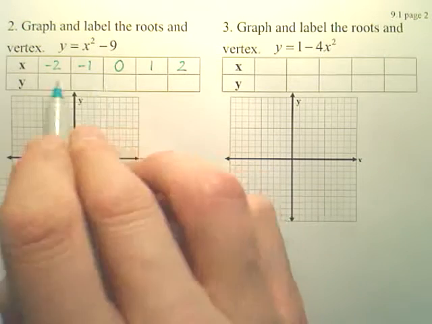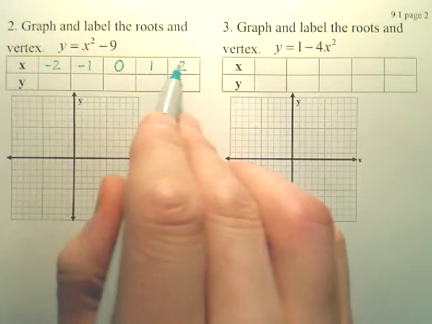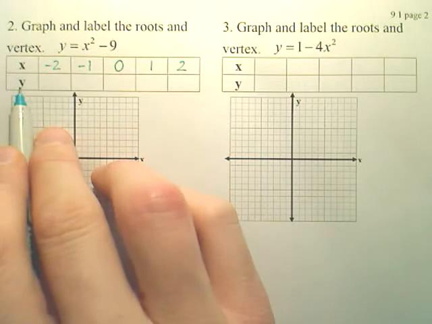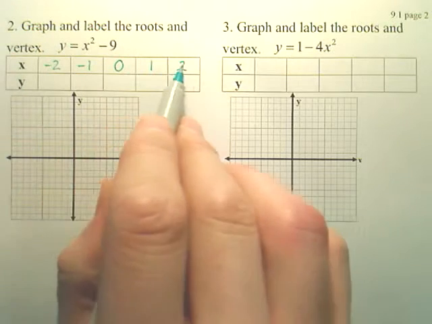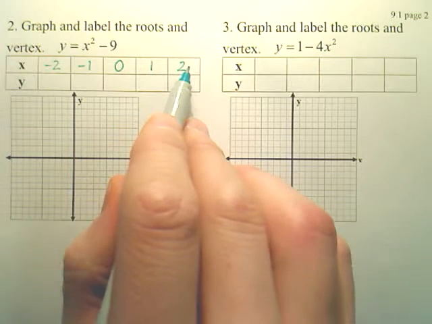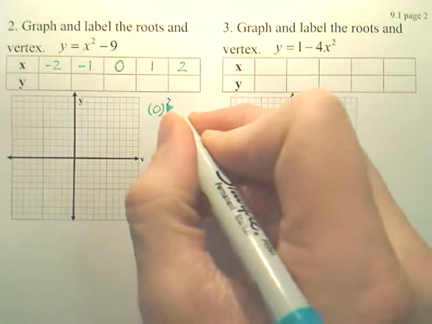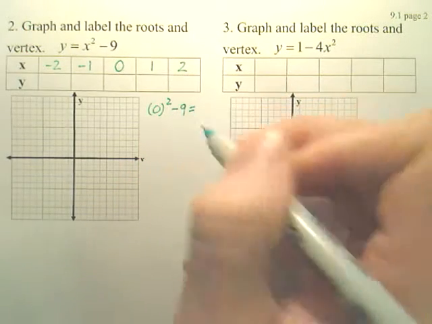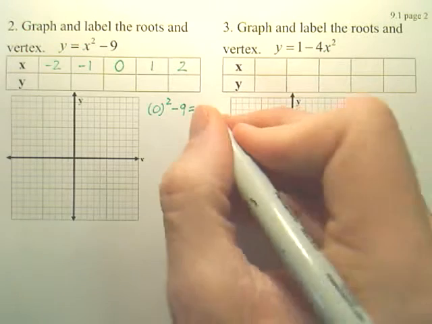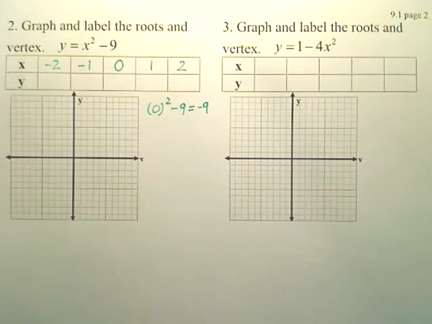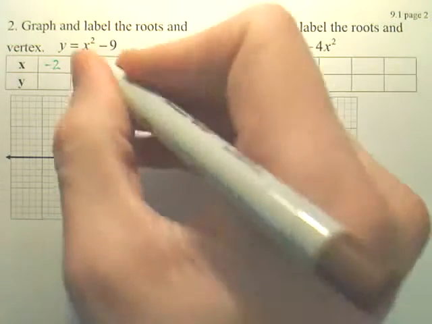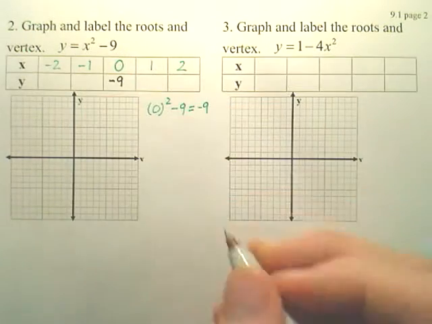Now, I want to plug in these values to get my outputs. Which of these numbers is probably the easiest to plug in? Isn't 0 easiest? So if I take 0, square it, and subtract 9, what do you get? -9. So the 0 gives us -9.